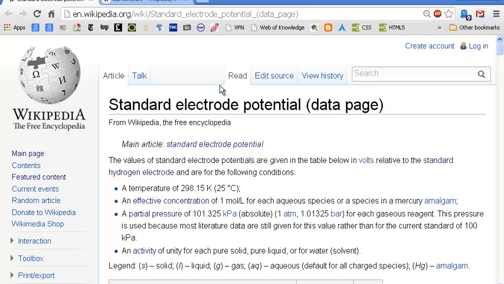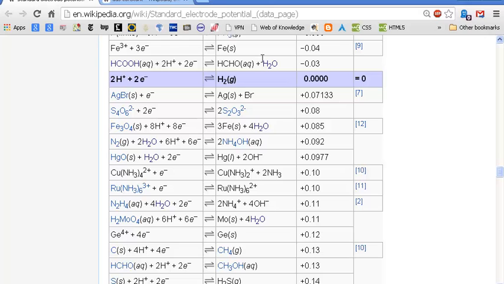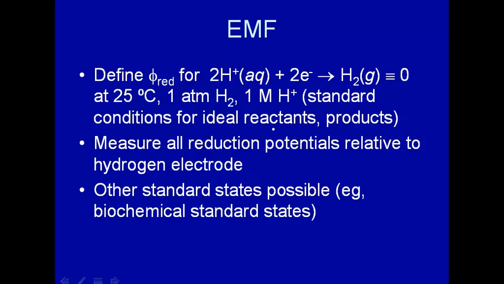Here's our standard electrode table. Let's see what we're looking for: 0, there it is. All these half reactions here are measured relative to this standard half reaction, where H plus is 1 molar, temperature is 25 degrees, and H2 is 1 atmosphere. You set that equal to 0. That's one half of the cell. The other half of the cell, you just measure the potential relative to that, and that's where those numbers come from. Now just remember that other standard states are possible.